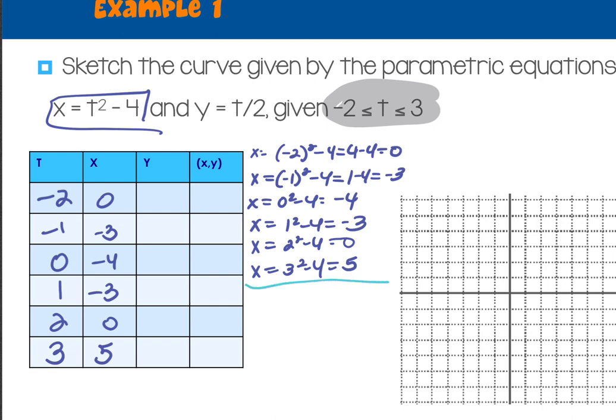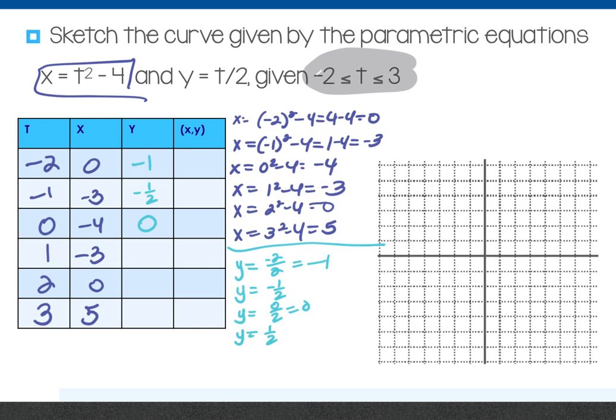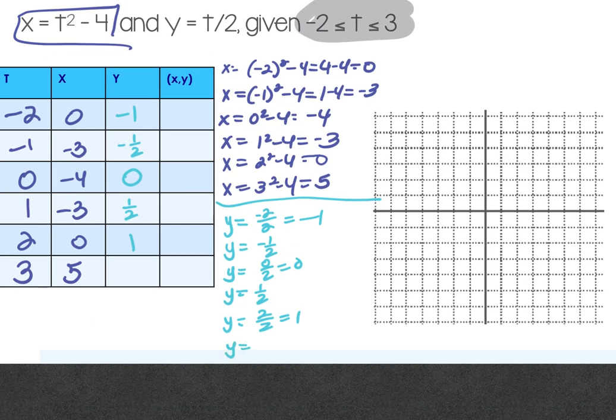Then I repeat the process for y. So y equals t over 2, negative 2 over 2, which is negative 1. Y equals negative 1 over 2, which stays negative 1/2. Y equals 0 over 2, which is 0. Y equals 1 over 2, stays 1/2. Y equals 2 over 2, which is 1. And y equals 3 over 2, which stays as 3 over 2, or 1 and 1/2, because you're going to have to graph it. You might as well make it the mixed number.